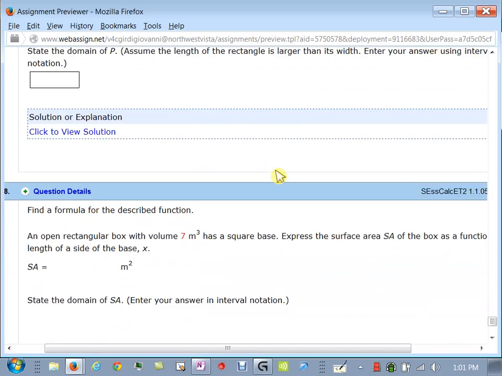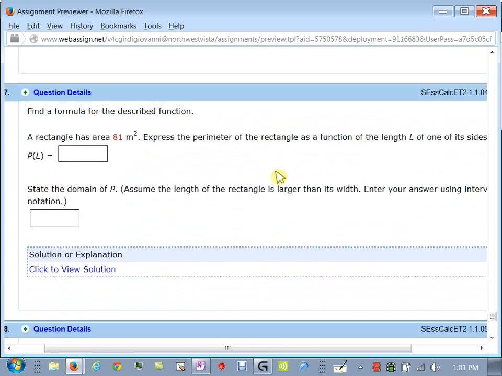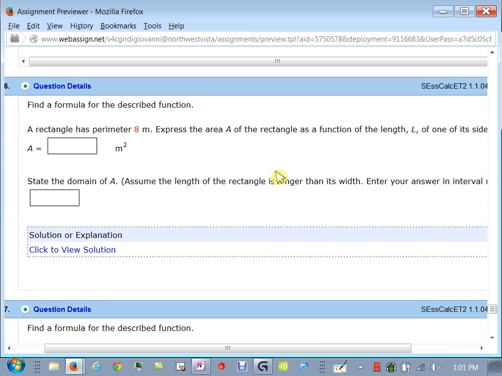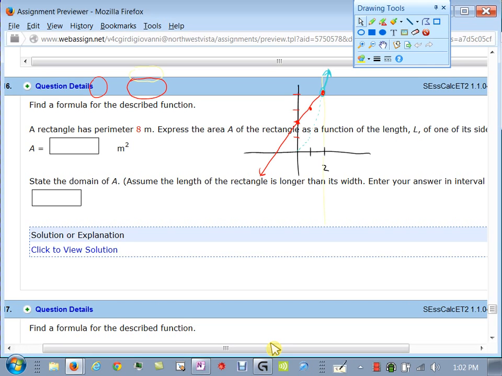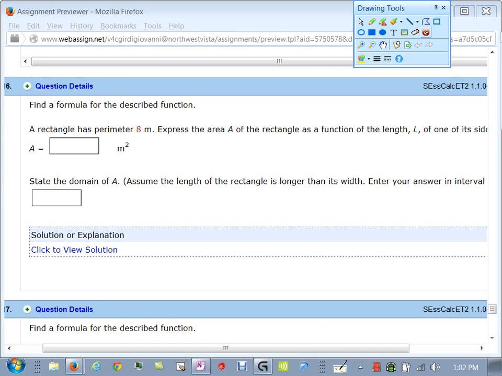Okay, getting close to the end here. Well, not quite. Still got quite a bit more here. Okay, find a formula for the described function. A rectangle has a perimeter of 8 meters. Express the area of the rectangle as a function of the length of one of its sides. Okay, so let me try and make this make sense. You'll be doing this later on in the semester. That's why we're doing it now, just to get you thinking.